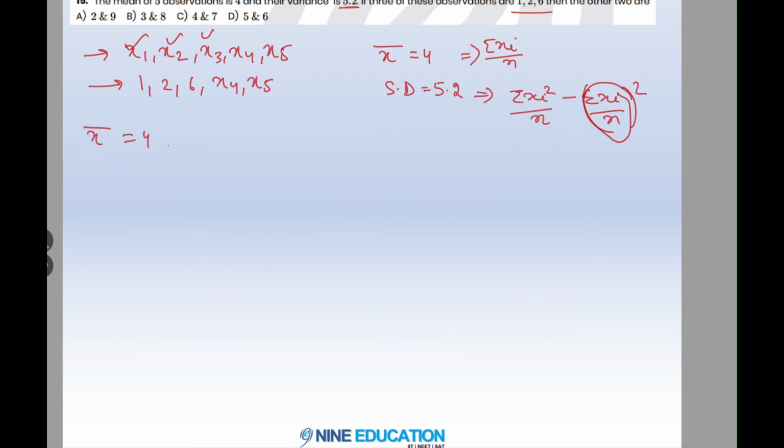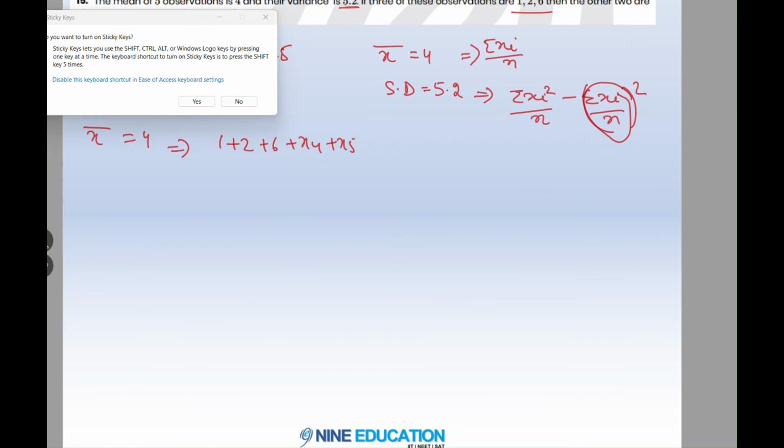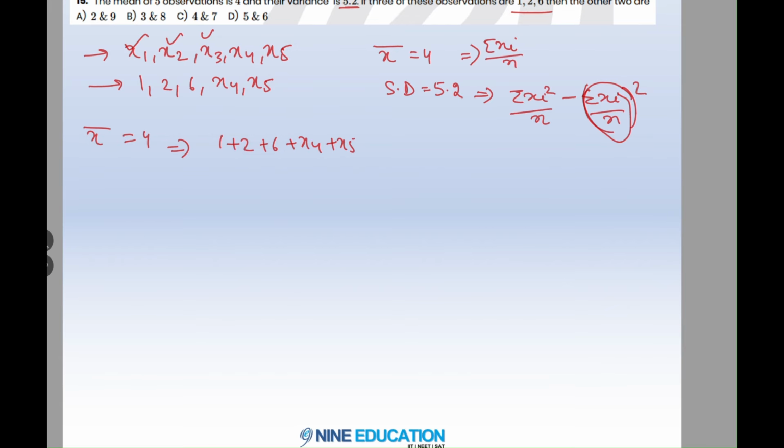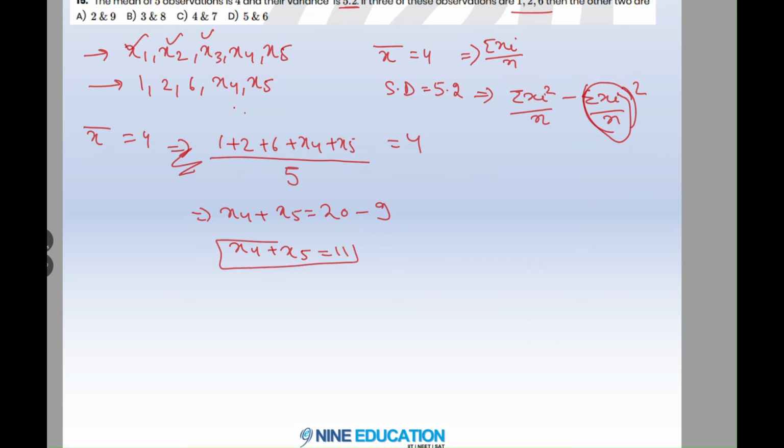So mean is equal to 4, which is equal to (1 plus 2 plus 6 plus x4 plus x5) divided by 5, should be 4. This implies x4 plus x5 is equal to 20 minus 9. So x4 plus x5 equals 11. Equation number 1. Now SD, which is 5.2.